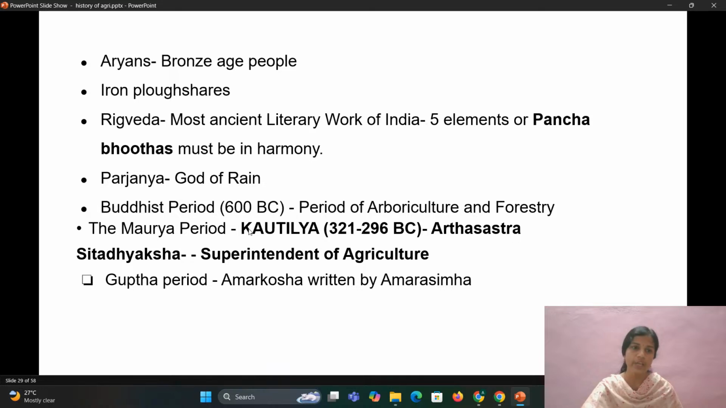Then when we talk about the Buddhist period, the Buddhist period is regarded as the period of arboriculture and forestry. So, which period is regarded as the period of arboriculture and forestry? It is the Buddhist period.